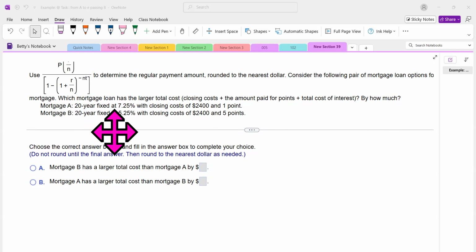Plan A, 20-year fixed at 7.25%, with closing costs of 2,400 and 1 point. Plan B, 20-year fixed at 5.25%, closing costs of 2,400 and 5 points upfront. So we need to find the total cost for each plan and then compare. Let's do plan A first. Let's sort the information for plan A.